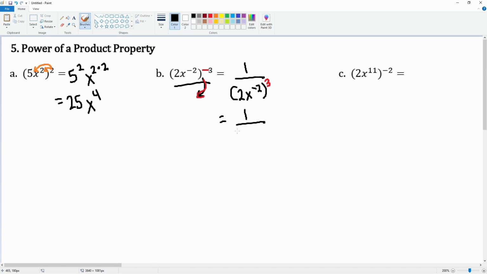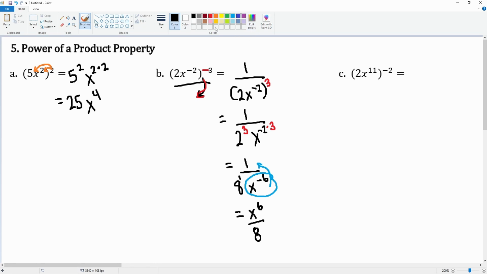1 over 2 to the third power. Then you have x to the negative 2 times 3. So we have a 1 on top. 2 to the third power is 8, and x to the negative 2 times 3 is negative 6. But again, this is the negative 6 power. We can't leave it as a negative power, so we're going to bring it up. So this becomes x to the 6 on top. That 8 stays with the bottom because it has the exponent of 1 here. So it stays on the bottom.